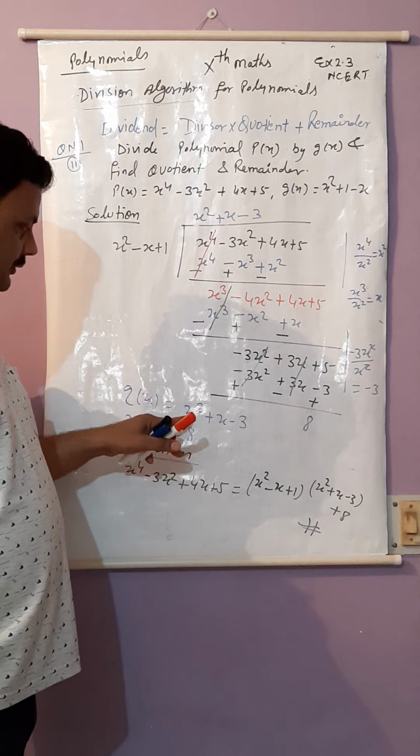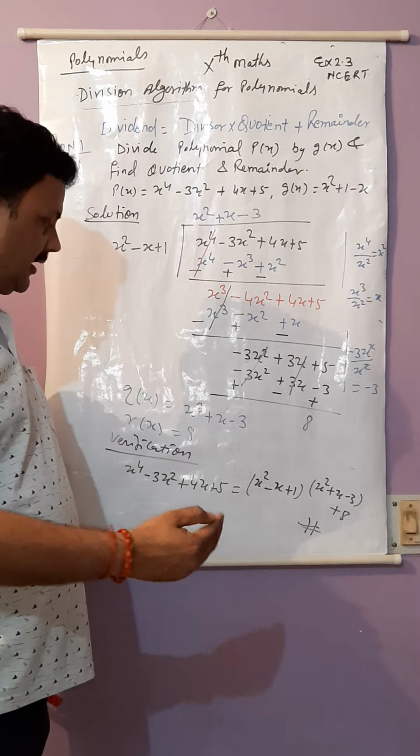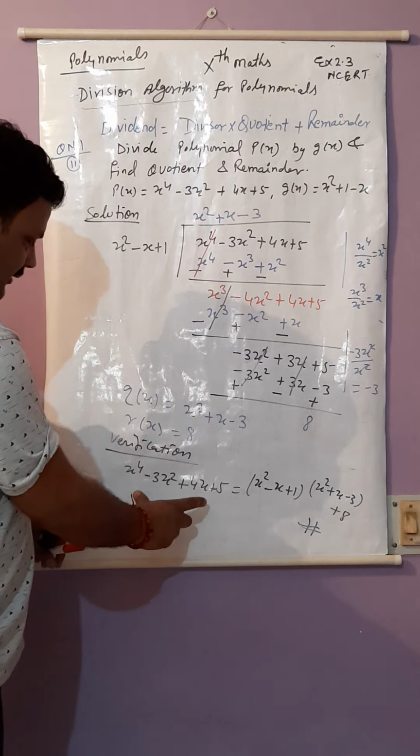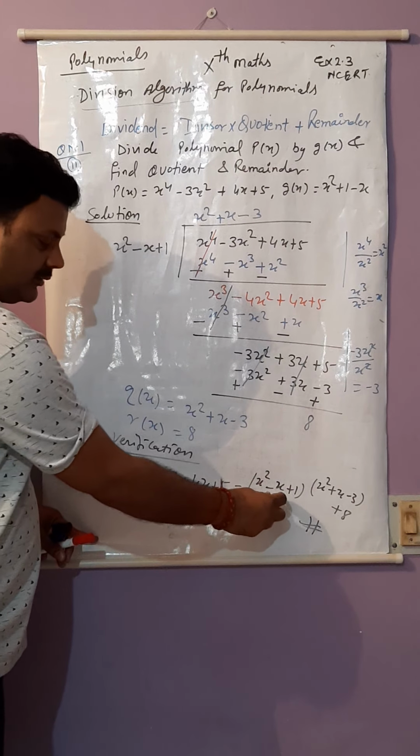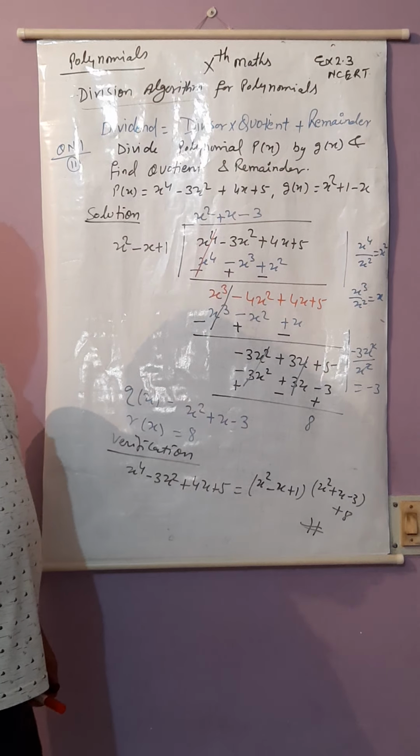So qx is equal to this value, rx is this. Suppose in the question it is required to verify, so what is required here? This is dividend is equal to divisor into quotient plus remainder. We'll solve and this value will come.